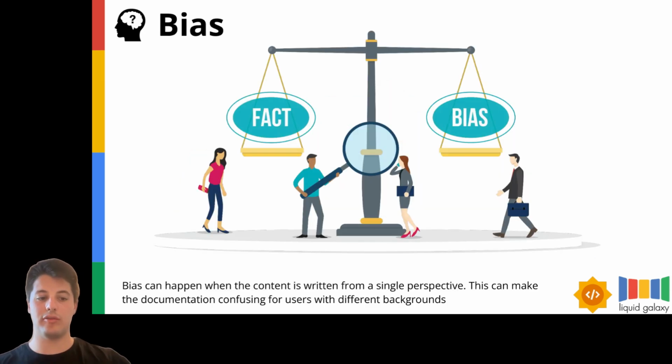So now let's talk about biases in documentation. Biases in documentation can happen when the content is written from a single perspective, often reflecting the author's own knowledge and assumptions. This can make the documentation less useful or even confusing for users with different experiences or backgrounds.